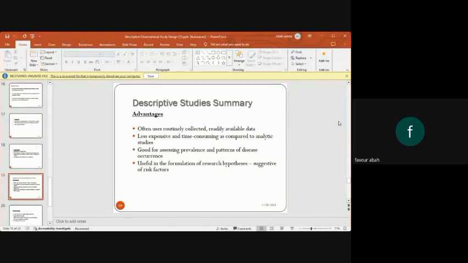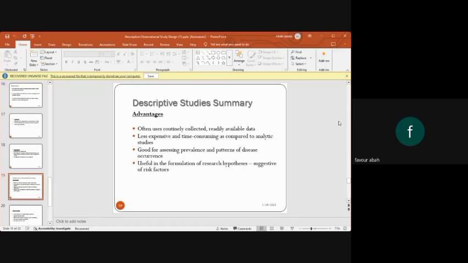Okay. So, descriptive study summary. Like I said, we'll be talking about case report, case series, and cross-sectional. Summarizing for descriptive study generally: it often uses routinely collected, readily available data. It is less expensive and less time-consuming compared to analytical study, because when it comes to analytical study, you now have a comparison group.